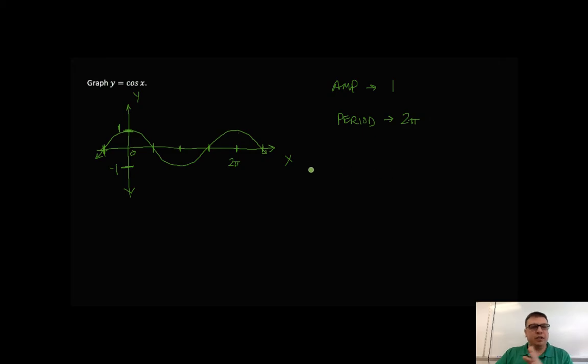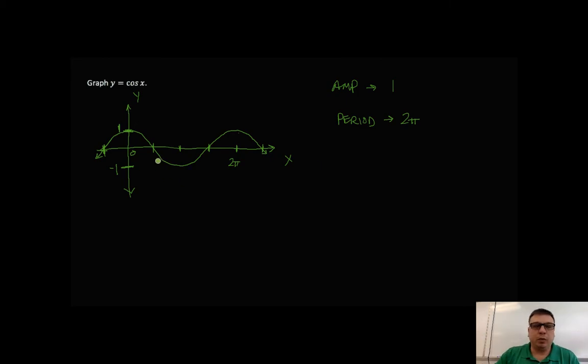We have no phase shift back and forth. We have no vertical stretch because that would have been shown with the amplitude. It's starting at the high point. If this started at its low point, then this would have been a negative because it would be a reflection. And we don't have any change this way because our period is 2 pi.